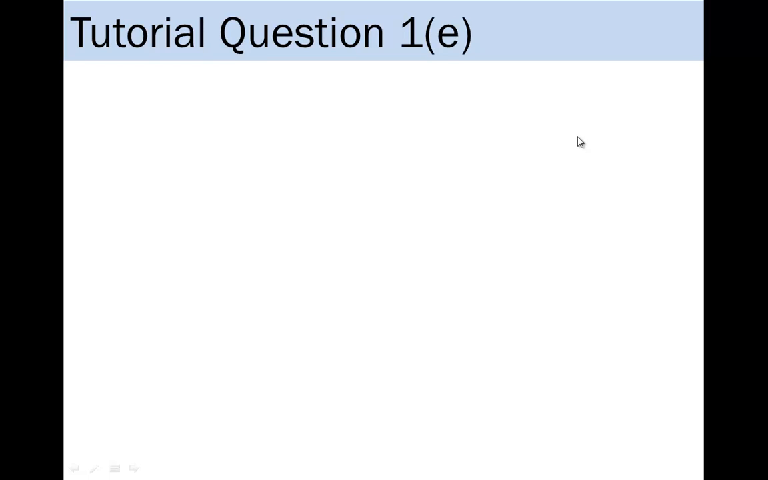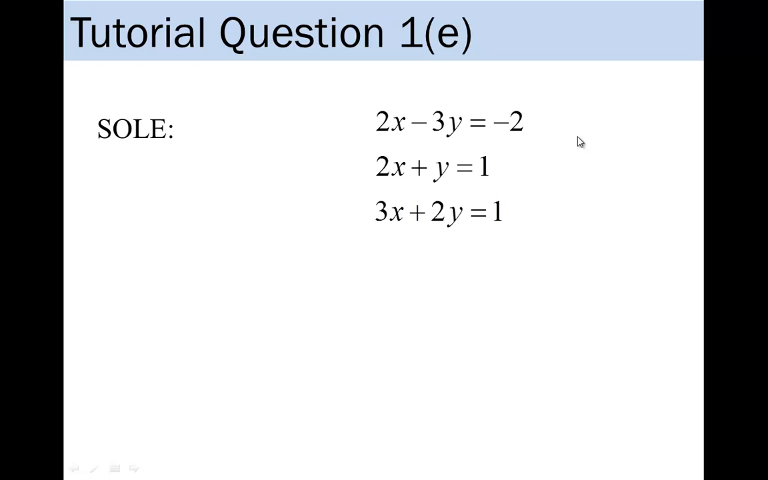In this final video, we will be studying tutorial question 1E for one last possible scenario. Let us take a look at tutorial question 1E. Tutorial question 1E gives us the following system of linear equations. We observe first that this system of linear equations comprises of two unknowns, but three equations.